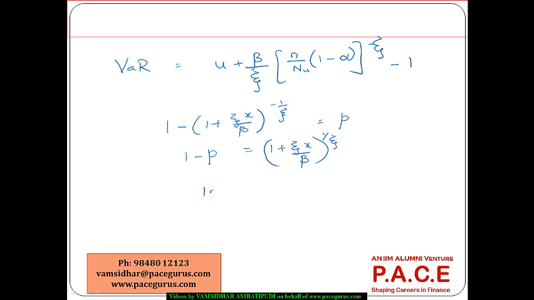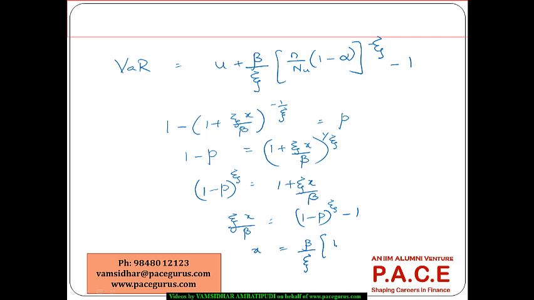Now I can make it as 1 minus p to the power zeta is equal to 1 plus zeta x by beta. And from here I can get zeta x by beta equal to 1 minus p to the power zeta minus 1. So x is nothing but beta by zeta times 1 minus p to the power zeta minus 1. This is coming out to be my value of x, which I can very well generate in case zeta is not equal to 0.